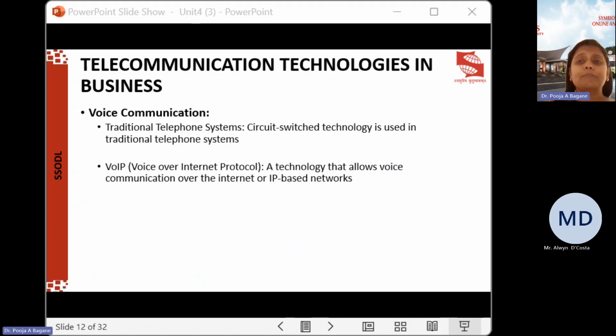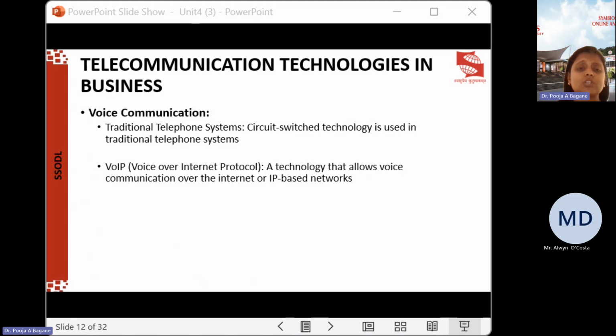So there are lots of characteristics of this particular voice over internet protocol, like cost efficiency. Voice over internet protocol is more cost effective than traditional telephone service providers; its services usually cost much less for long distance and international calls. Then flexibility and scalability. Voice over internet protocol systems are highly flexible and scalable, so your voice over internet protocol phone can move with you.